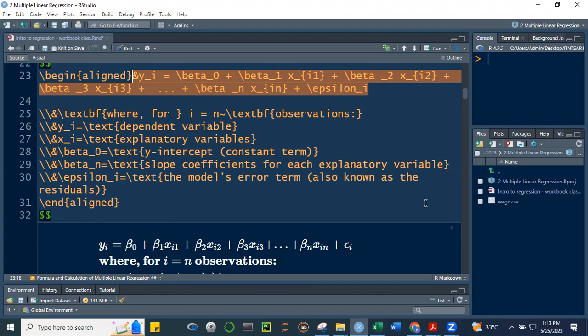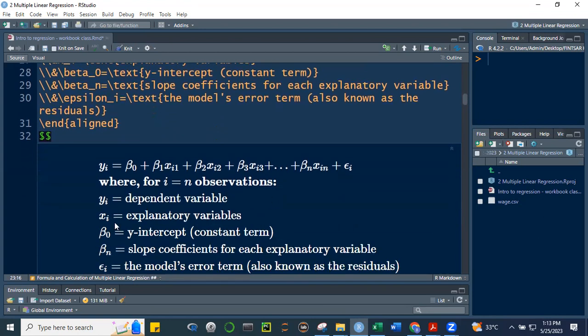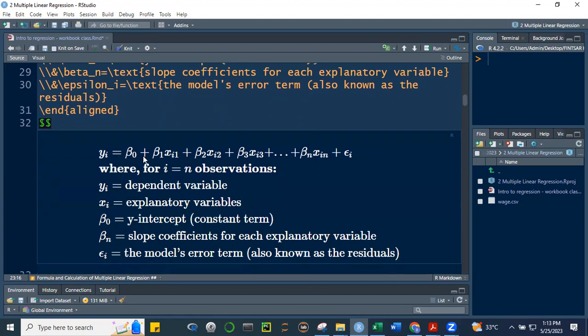Many books make use of LaTeX to write mathematical expressions like this. It makes it really very easy. The others are the same, class. Okay, so this is our model. This is the linear regression model.